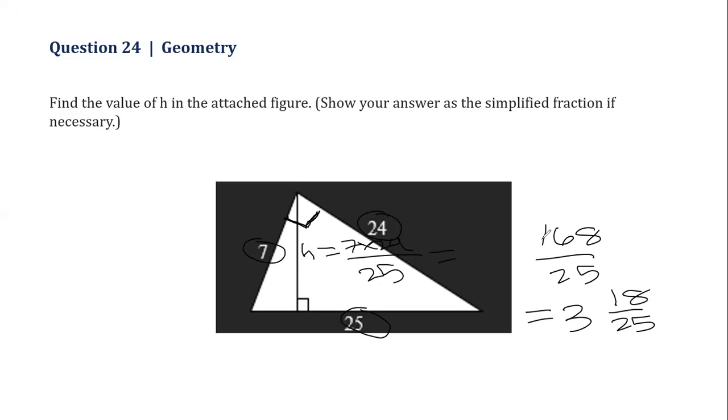Just multiply 7 and 24 and divide it by 25? Yes. So you're going to multiply 7 by 24, then you're going to divide it by 25. Any more questions?